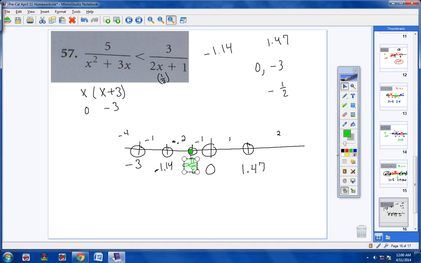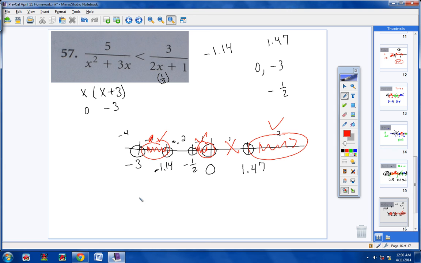Now the regions that do work are going to be this region right here that runs from negative 3 to negative 1.14. This region checks right here. That's good. This one does not, but from negative 1/2 to 0, that one does work right here. That's a check. And then lastly, this region here does not work, but this one over here does work if you tested those numbers.